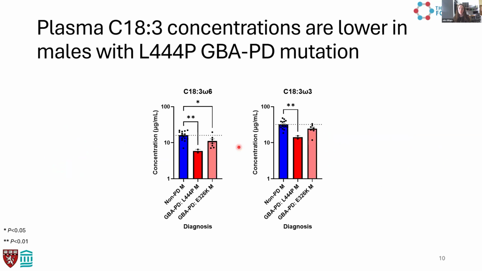When we look at the effects of the specific mutation that someone has, we can see that plasma C18-3 is lower in males with the L444P mutation for both the omega-6 form and the omega-3 form of this PUFA. Again, because we have a small sample size here, we will see if this replicates in our validation cohorts. But this is a promising start to see how we might be able to use this information to develop novel treatments for GBA-PD.